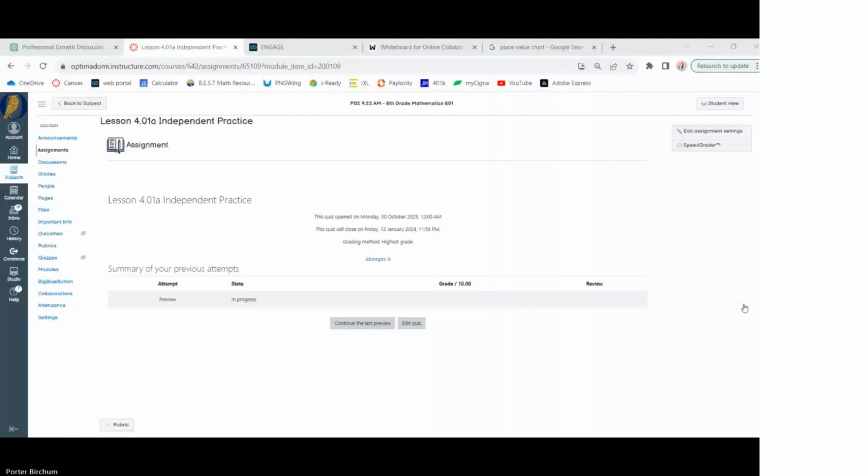Okay, actually, let me redo the shared screen, share window. Much better.